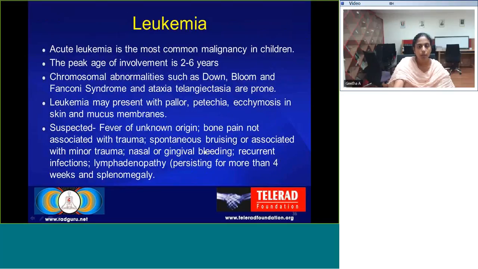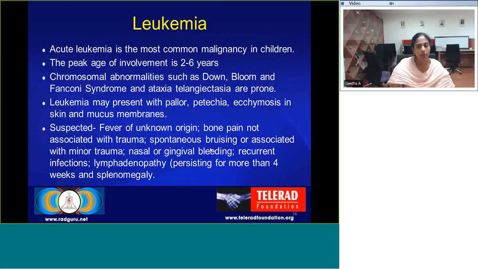Leukemia. Acute leukemia is the most common malignancy in children. The age of involvement is 2 to 6 years. Chromosomal abnormalities such as Down, Bloom, Fanconi syndrome, and ataxia telangiectasia are prone. Leukemia may present with pallor, petechiae, and ecchymosis in the skin and mucous membranes.